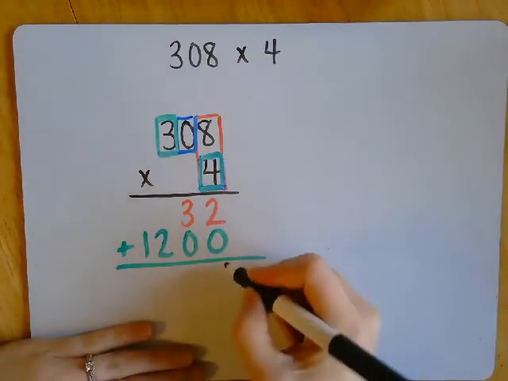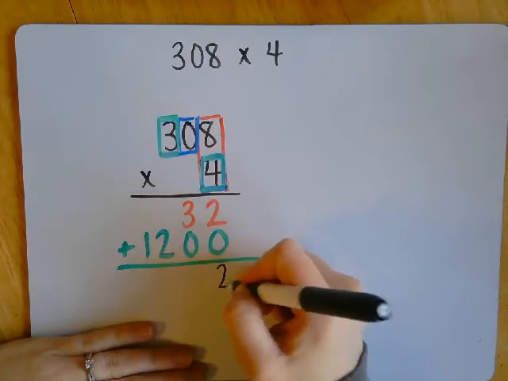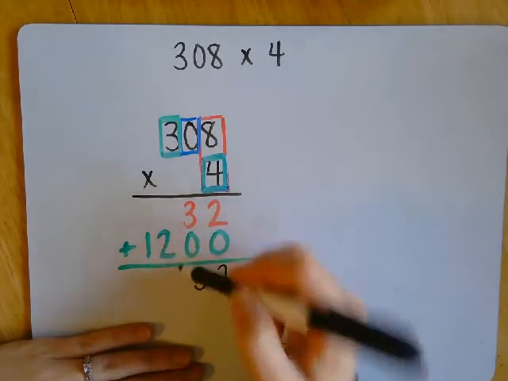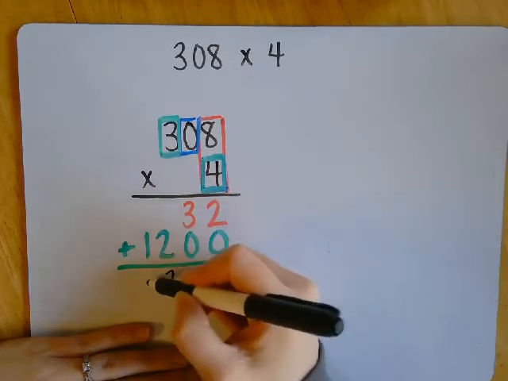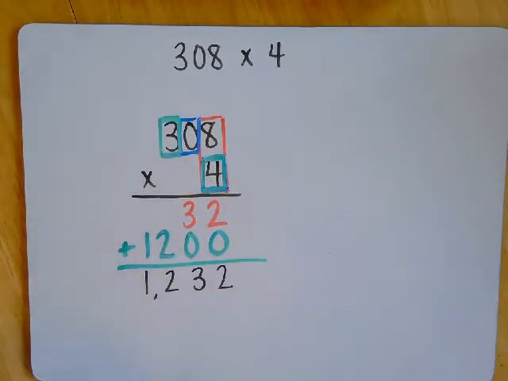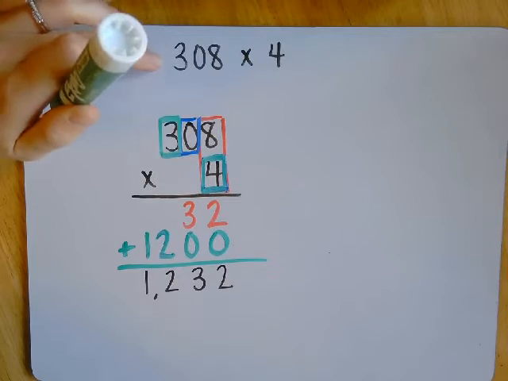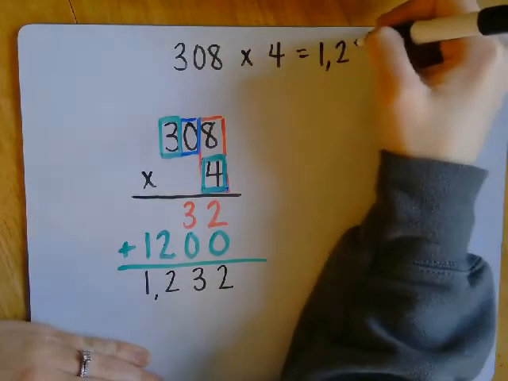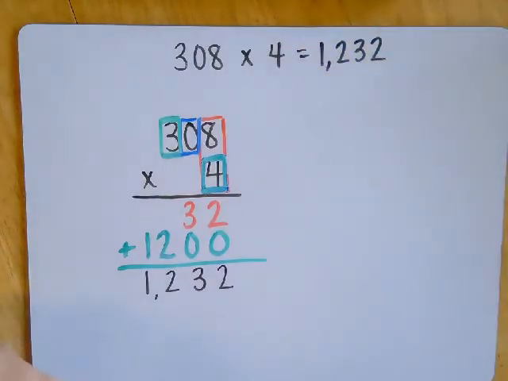Okay, 2 plus 0 is still 2. 3 plus 0 is still 3. Nothing plus 2 is 2. Nothing plus 1 is 1. So I know 308 times 4 equals 1,232. So that was partial products.